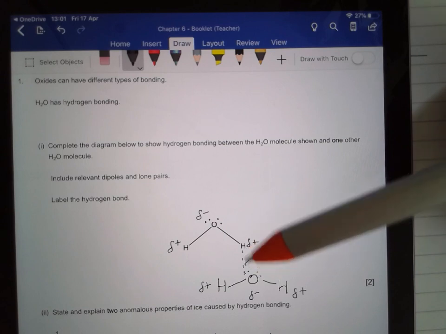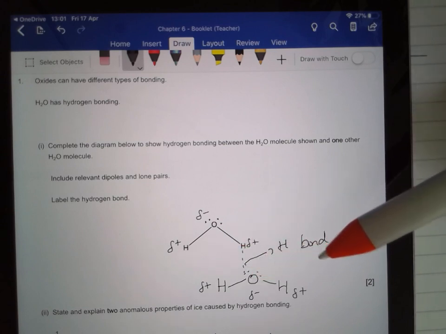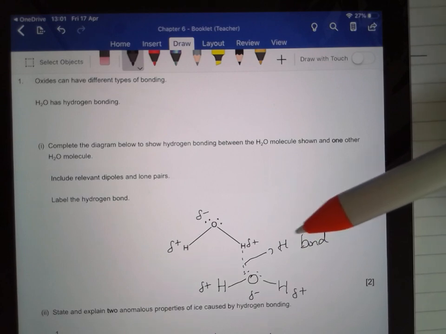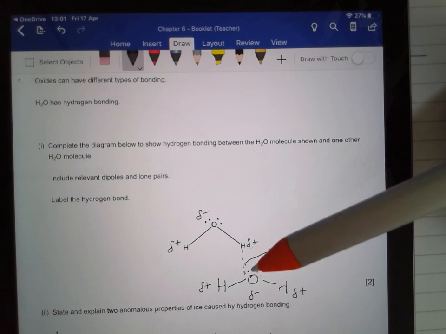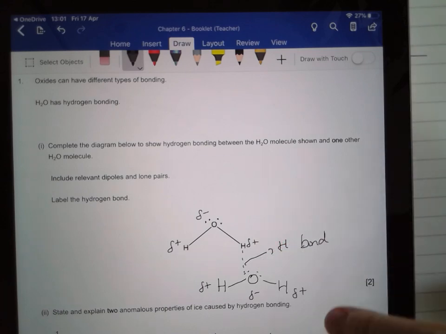Either use a different color or a dash instead of a solid line, or the most common thing is just to label it. The other thing to make sure of is that your bond actually starts at the hydrogen and it ends at the lone pair. It shouldn't just be pointing at the oxygen, it has to specifically point to the lone pair on the oxygen, or you're going to lose a mark.